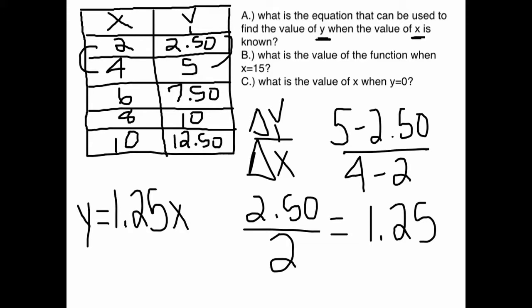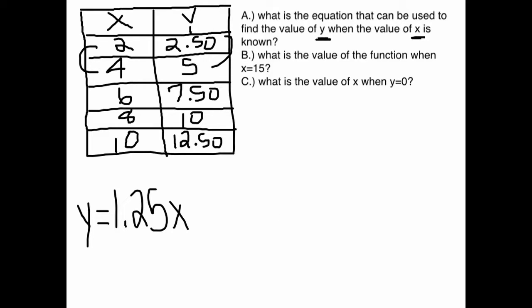1.25x. Now I need to figure out what my y-intercept is. Now remember, to find my y-intercept, I have to figure out when x is 0, what the value of y is. If this table is increasing by 1.25 each interval, if I just go back one place, my y-intercept would just be 0. Now that I have my equation, I can answer parts B and C.